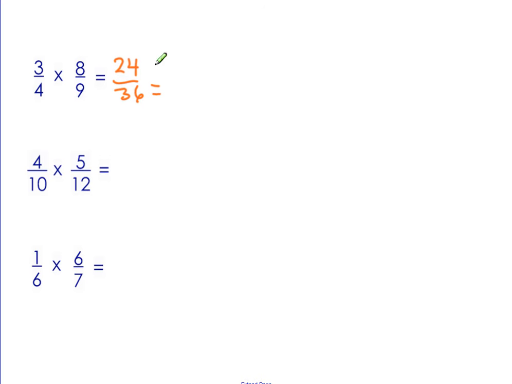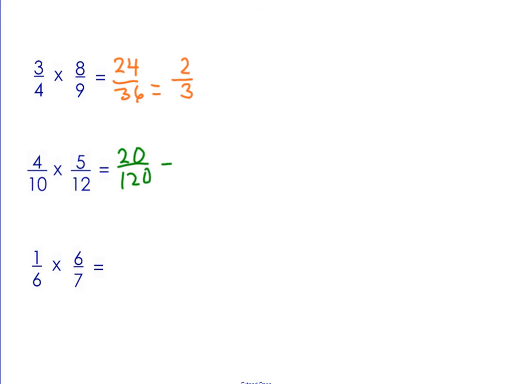So 24/36 we can reduce because both 24 and 36 are divisible by 12. So 24 divided by 12 is 2, and 36 divided by 12 is 3. So 3/4 times 8/9 is 2/3. Multiply the numerators. 4 times 5 is 20. Multiply the denominators. 10 times 12 is 120.